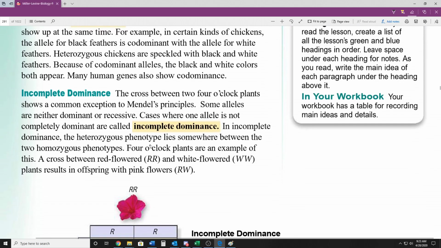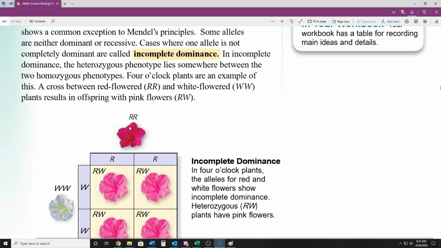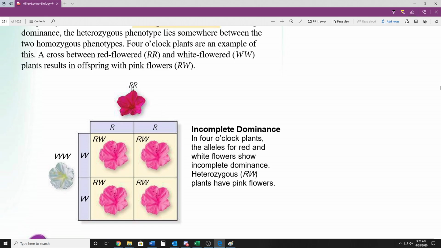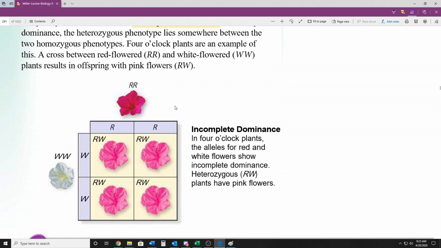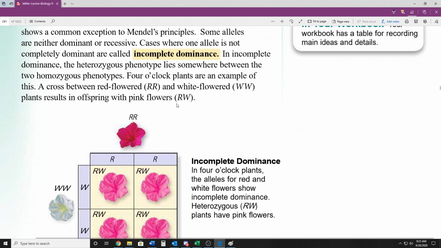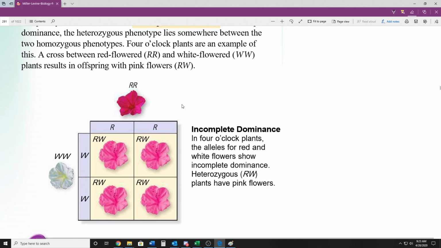And a great example of this is our 4 o'clock flowers. 4 o'clock flowers have some alleles that control the color of their petals. You have the R allele, which results in the flower's petals being expressed as red. And you have the W allele, which together in a WW genotype will result in the petals of this flower being expressed as white. Okay? Now, it is unclear which one is dominant, but regardless, whichever one is dominant, it's not completely dominant, meaning the other allele is expressed.